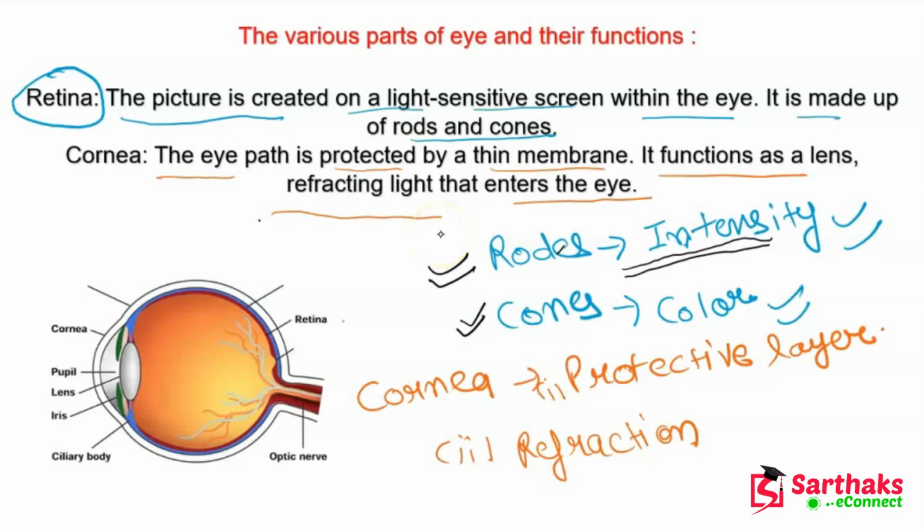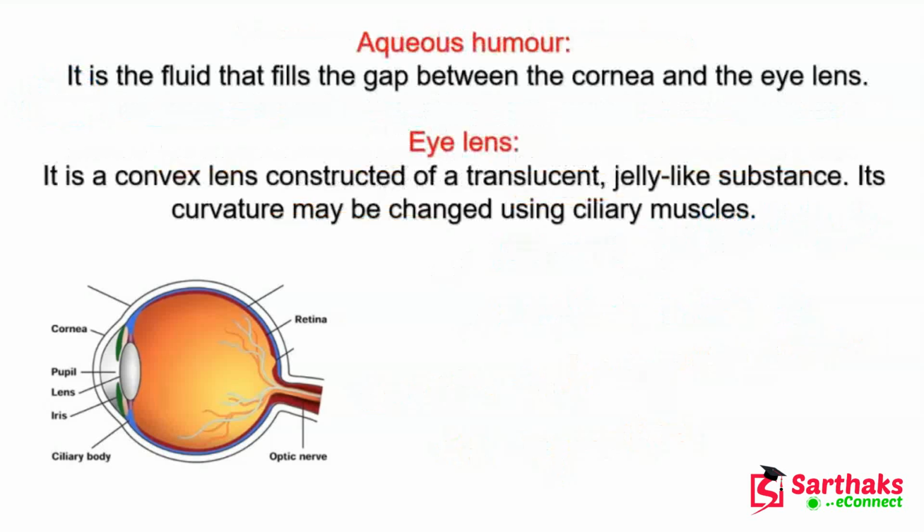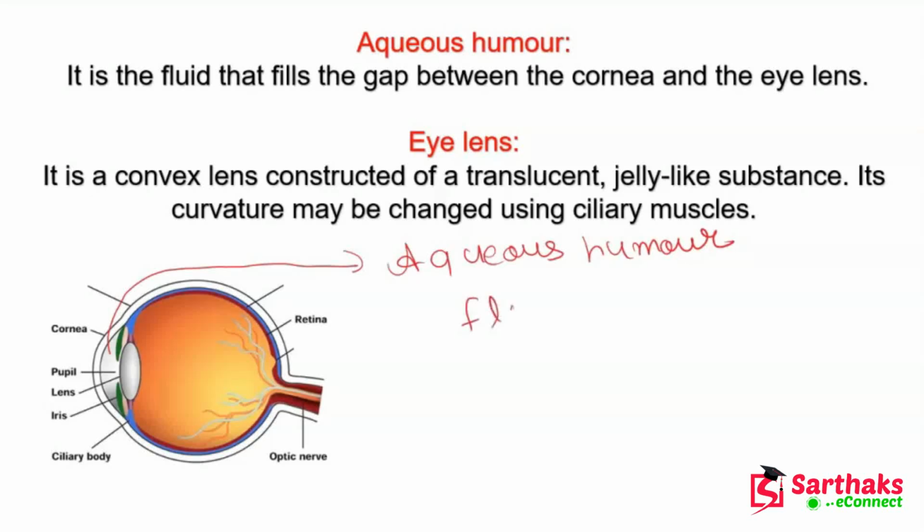Now guys, after understanding the work of these two important components of the eye, let's move on to the next slide and let's talk about this aqueous humor. So what is this aqueous humor? Let me tell you where it is. This is aqueous humor. So what is the work of aqueous humor? This is like a fluid which has water-like consistency.